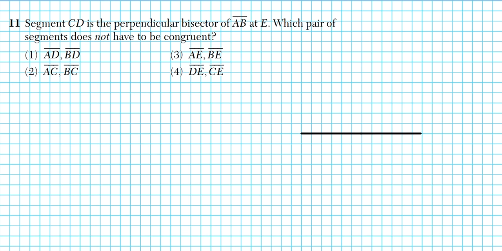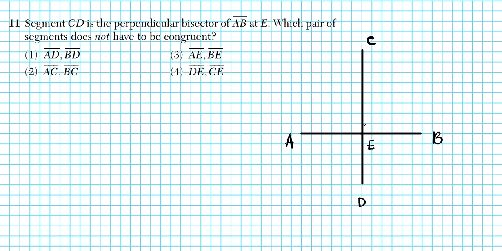Okay, so let's say this is segment AB, and then we have another segment CD that's a perpendicular bisector of segment AB. Okay, so let's draw something like this. All right, let's label it completely. The point of intersection is E, so this is CD.